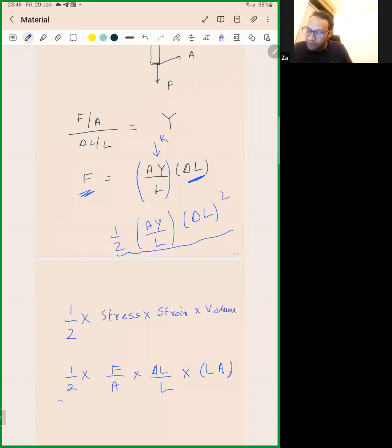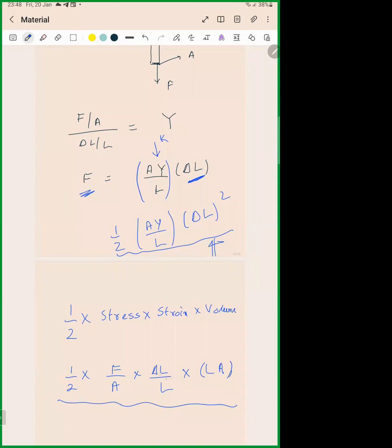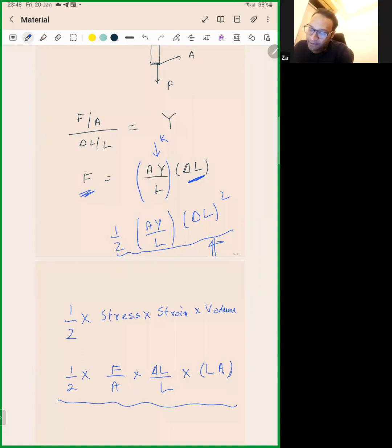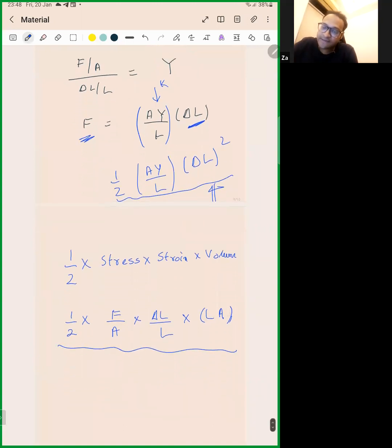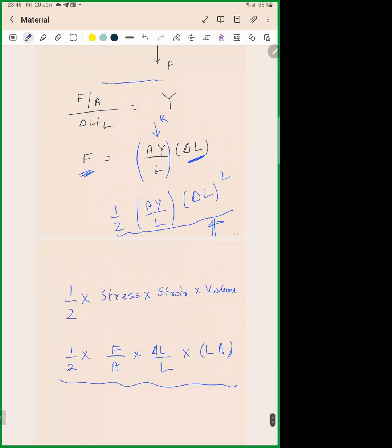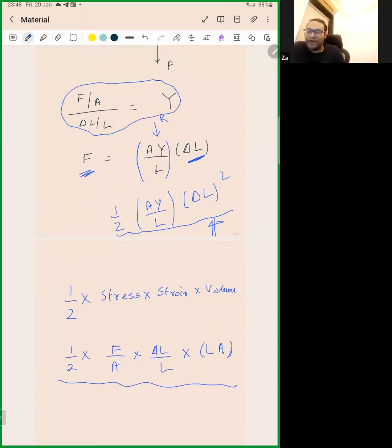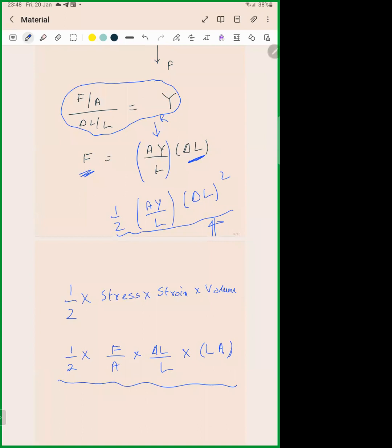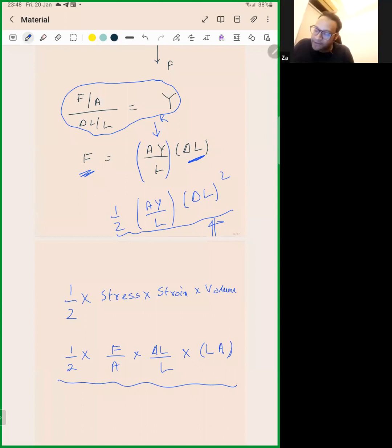Delta L, what I'm saying, half stress into strain into volume. So now I'm getting A. I'm not getting Y. Anyways, I want a Y. How can I get a Y? By using this. What can I replace? F L by A. I can replace F L by A with Y into delta L. F L by A can be replaced by Y into delta L.